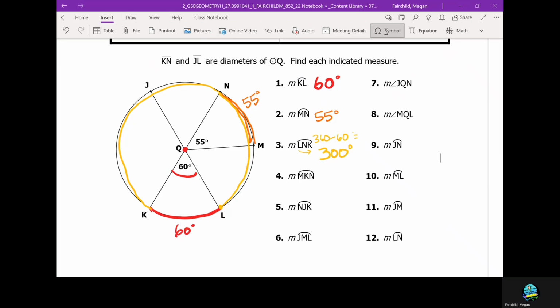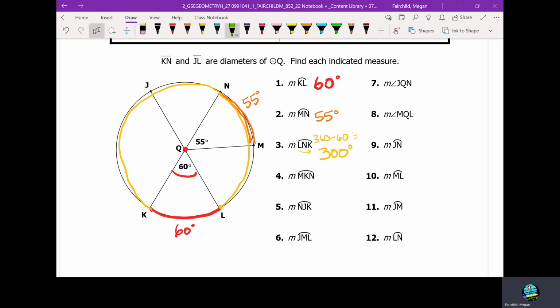Insert. Is it under symbol or is it further out? There it is, degree, right? And then you just highlight it and hit copy, and then every time you go to type something, you can just type like 24 and then hit paste, and it'll paste the little degree symbol right there. Clever. All right, measure of arc MKN.